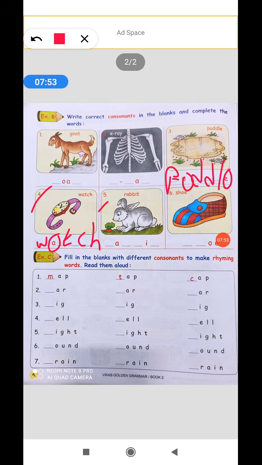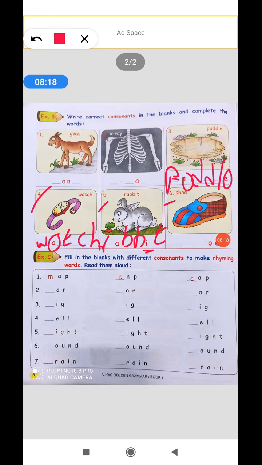What is this? Rabbit. What is the rabbit spelling? R. R is a consonant letter, so that's why we have to write it. A is a vowel letter. Then B, again a consonant letter, again B, a consonant letter, and I, yes, I is a vowel letter, and T is a consonant letter. We have to write only consonant letters here.